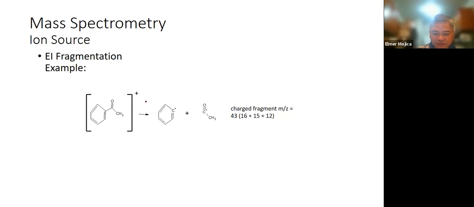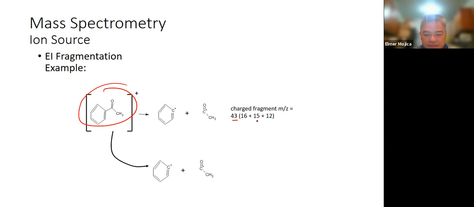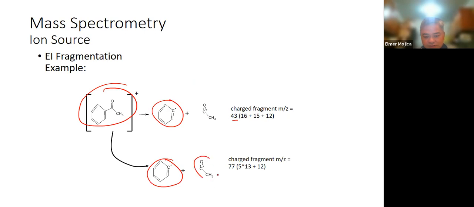So this whole molecules that you have here, okay, so it's around 43. It's 16 plus 15 plus 12. So if you're going to look at the fragment that form, okay, it could be this one, or this one, or that one. So fragmentation, so charged fragment. So if you're going to look at this, they found out that among the fragments, 77 is stable. Okay. And 77 is what?